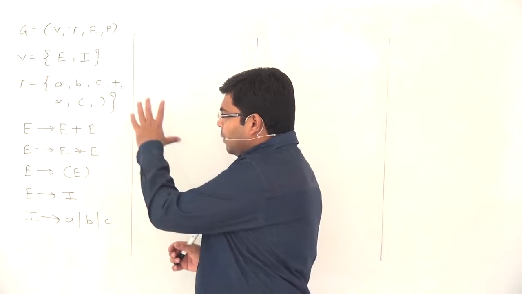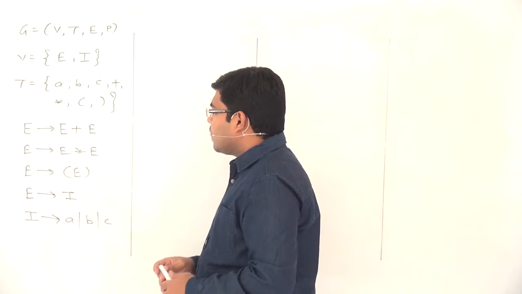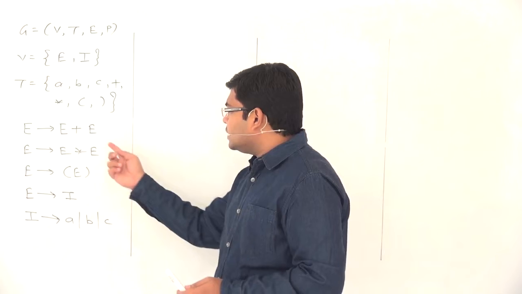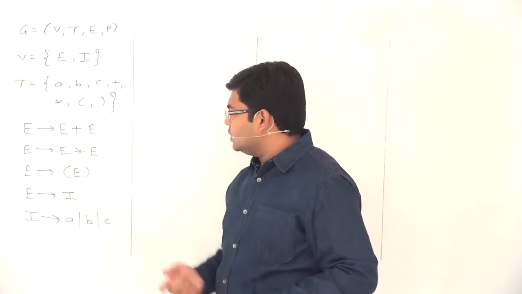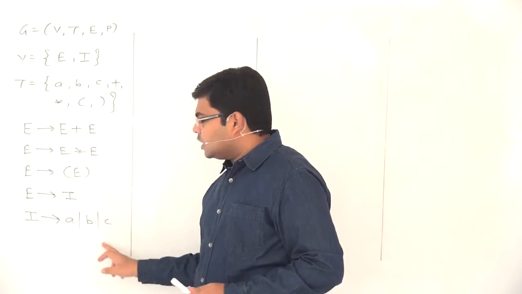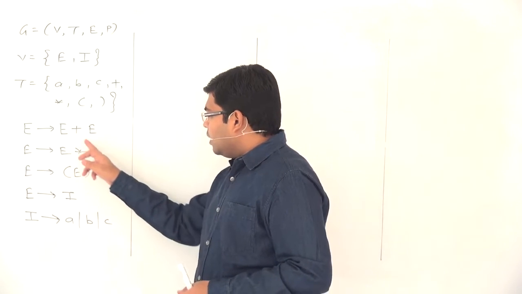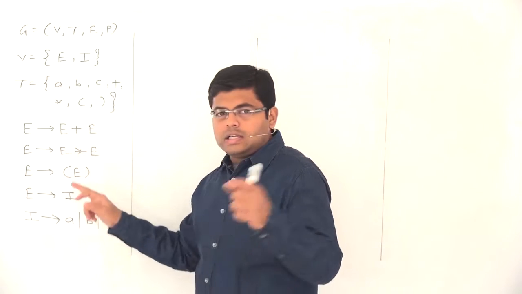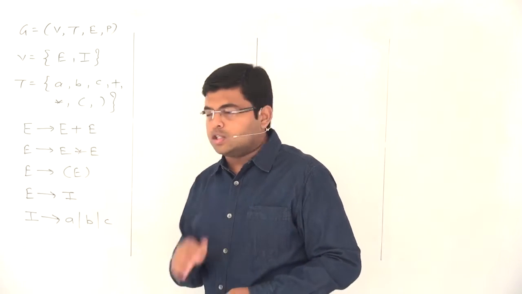Now this grammar will generate some simple arithmetic expressions if you try deriving some string. Therefore, we can say that this symbol E corresponds to expressions, I corresponds to integers, and A, B, C correspond to actual numbers, some numbers, and plus and multiplication are the arithmetic operators for addition and multiplication respectively.